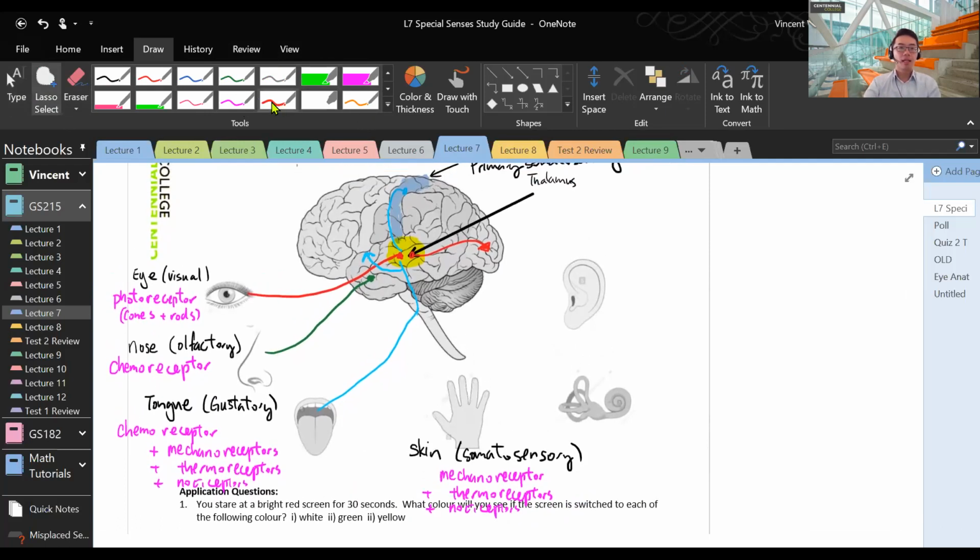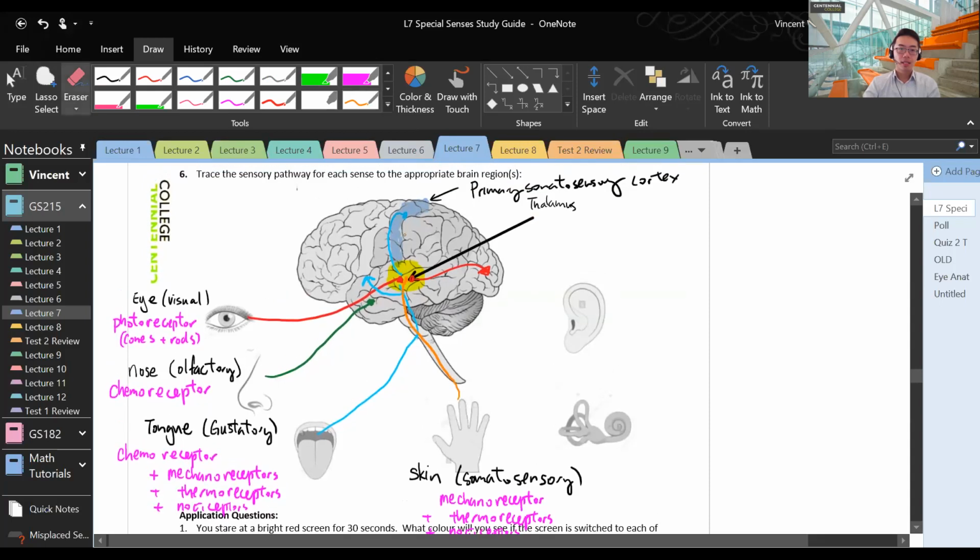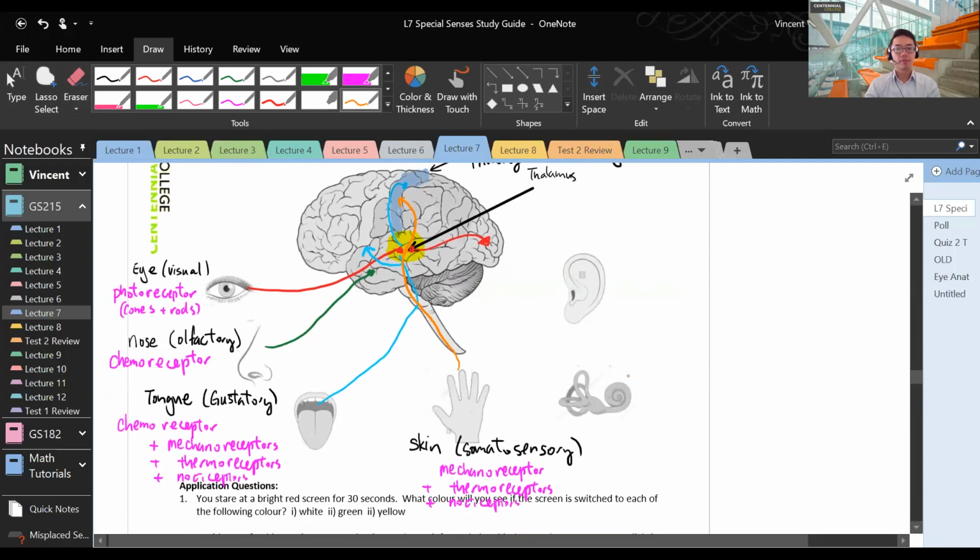So that information, let's do orange. It's going to travel up the brainstem, get to the thalamus, and then project to the primary somatosensory cortex. Okay.